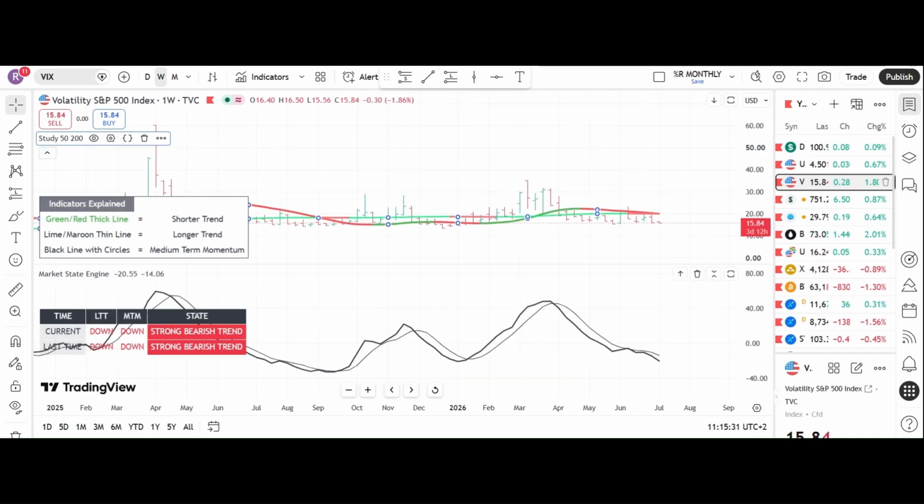The VIX is continuing its strong bearish trend, as we can see also here with the medium-term momentum, and therefore we can expect less volatility for now.